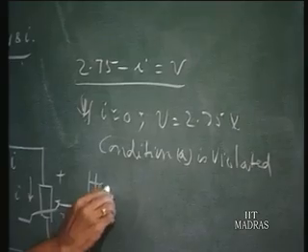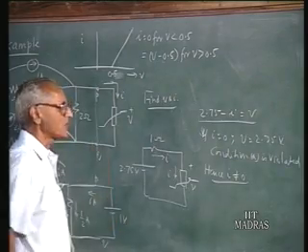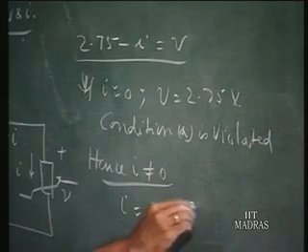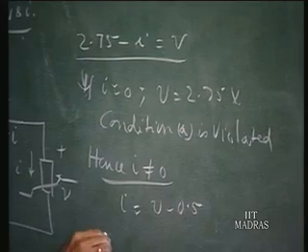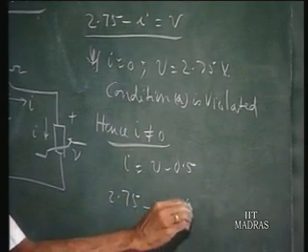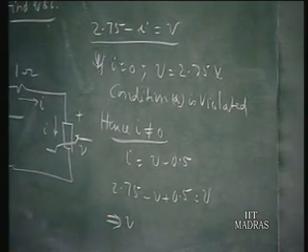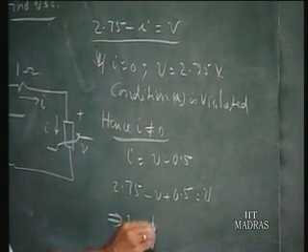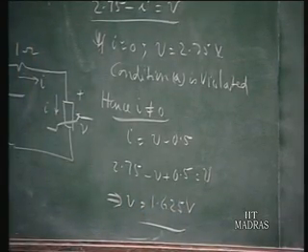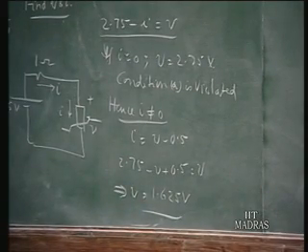Hence, I is not equal to 0. So it is this relation which is important for us. Therefore, I equals V minus 0.5. So when you substitute over this, you have 2.75 minus V plus 0.5 equals V. So the solution for that will give you V equals 1.625 volts. So that is the solution, and the corresponding current can be found out as 1.625 minus 0.5, 1.125 amperes.